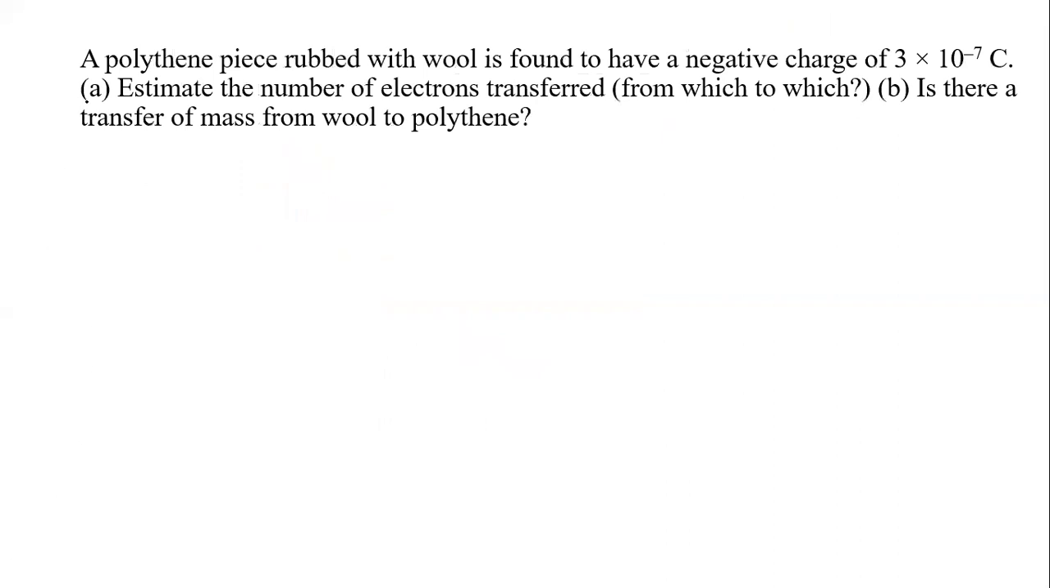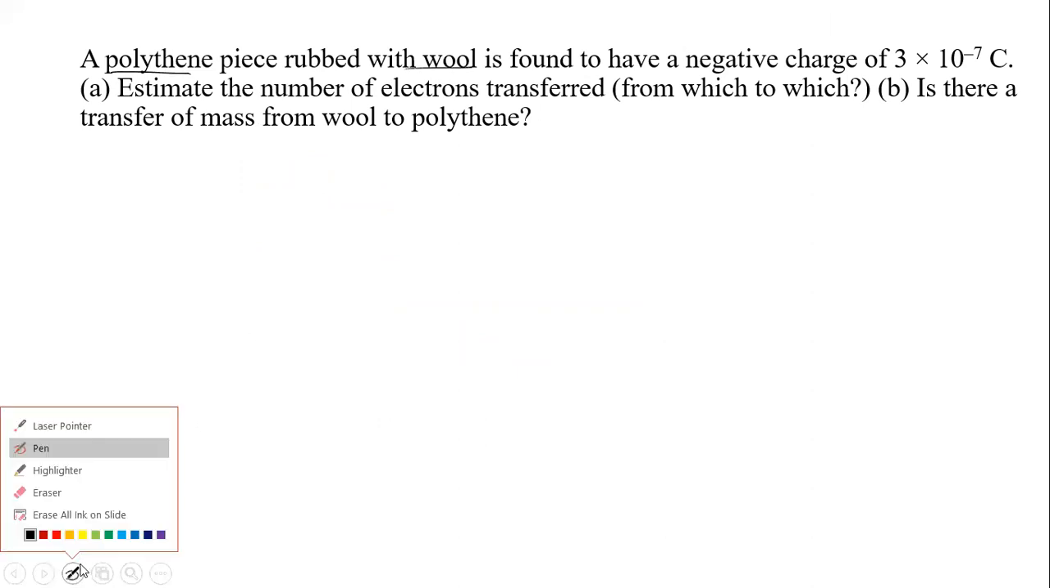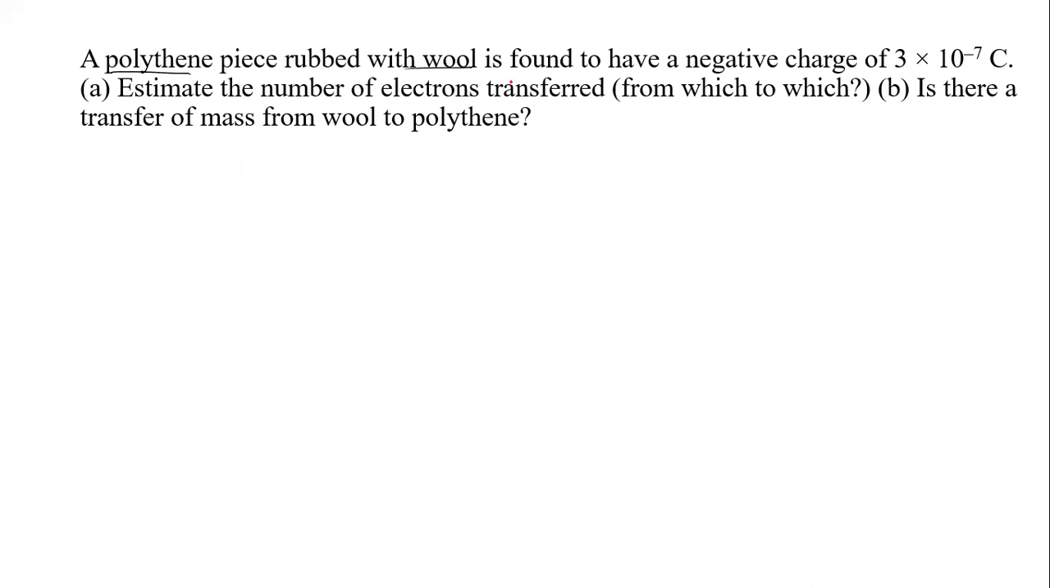Now the question is given that a polythene piece rubbed with wool. The polythene piece we have taken, we are going to rub with wool, is found to have a negative charge of 3 into 10 power minus 7 coulomb. Estimate the number of electrons transferred, from which to which.